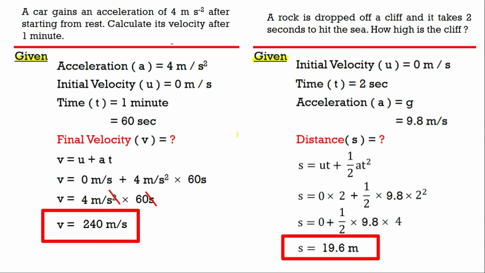Then convert the quantities to their SI units if they are not already so. Then check which variable out of S, U, V, A and T is missing from the question and then apply the proper equation to find the quantity being asked. So this is how you can easily solve most of your problems regarding motion.